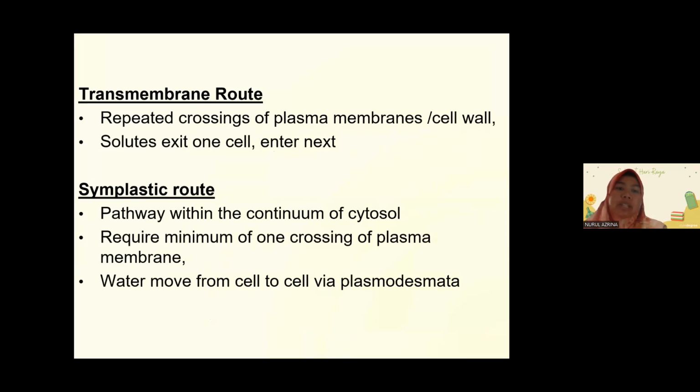Transmembrane route refers to the repeated crossing of plasma membrane and cell wall. Solutes, or minerals, and water can exit one cell and enter the next cell. It means repeated crossing between plasma membrane and cell wall. So the water and mineral is transported along the plasma membrane and cell wall from one tissue to another tissue until reaching the vascular tissue, which is the xylem.